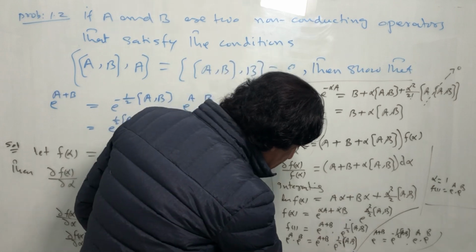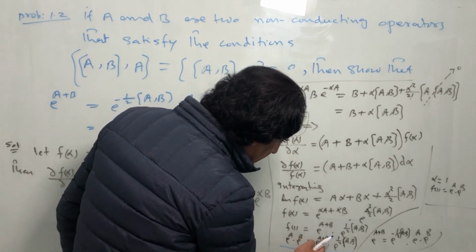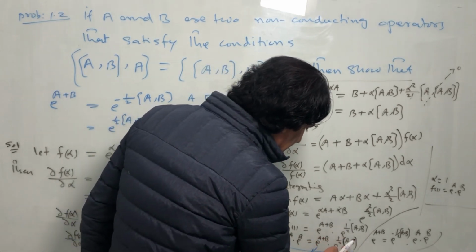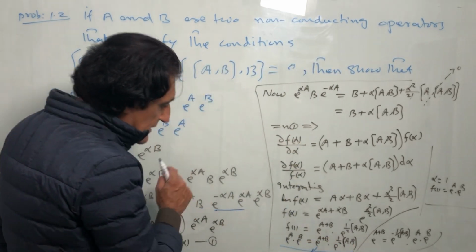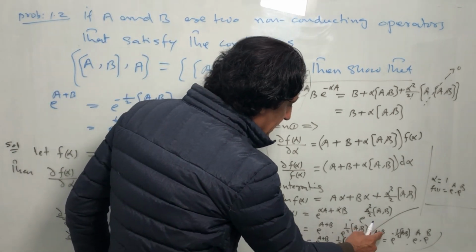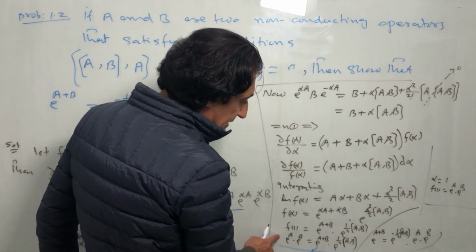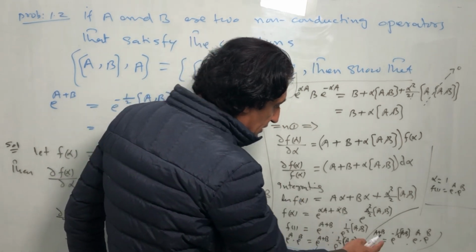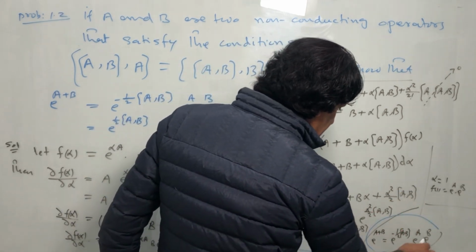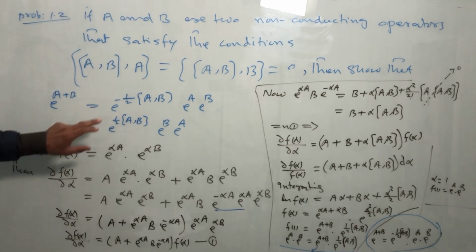And from this equation, we need to find out this e to the power A plus B. Then we must take this term to the left hand side, and finally we can get e to the power AB, which is equal to e to the power, this must go to this side, then must be the negative value, and this term. So this is proved. We have proved that this is equal to this.